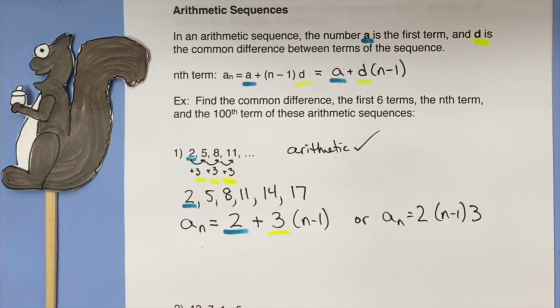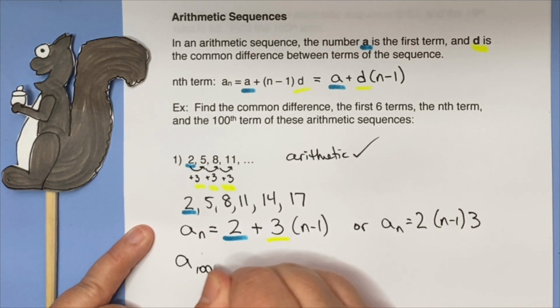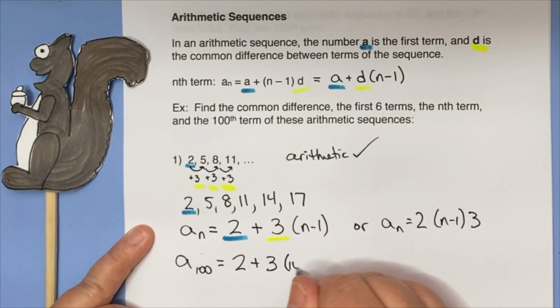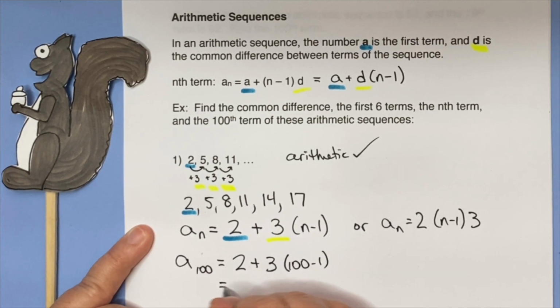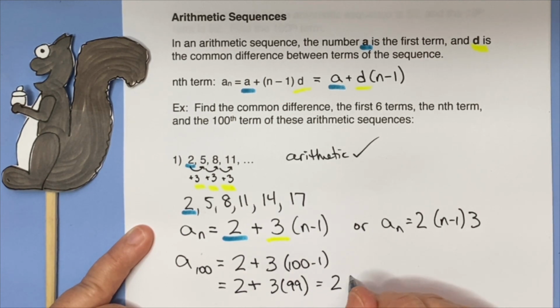And then what is the 100th term? So a sub 100 is going to be 2 plus 3 times 100 minus 1. So that's going to be 2 plus 3 times 99, which is 2 plus.